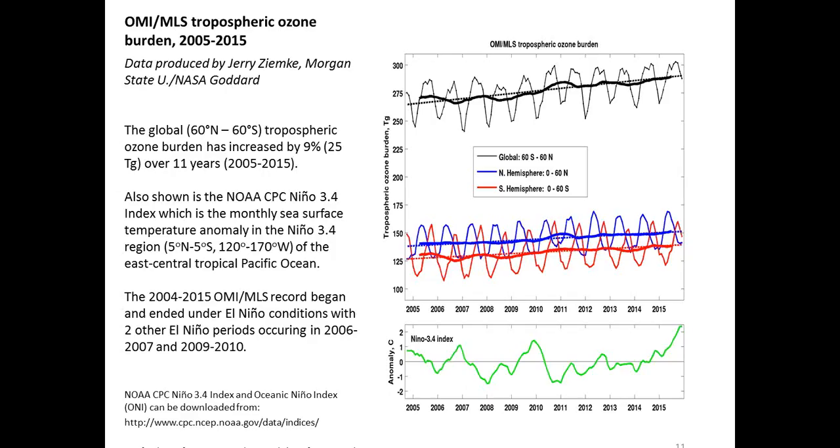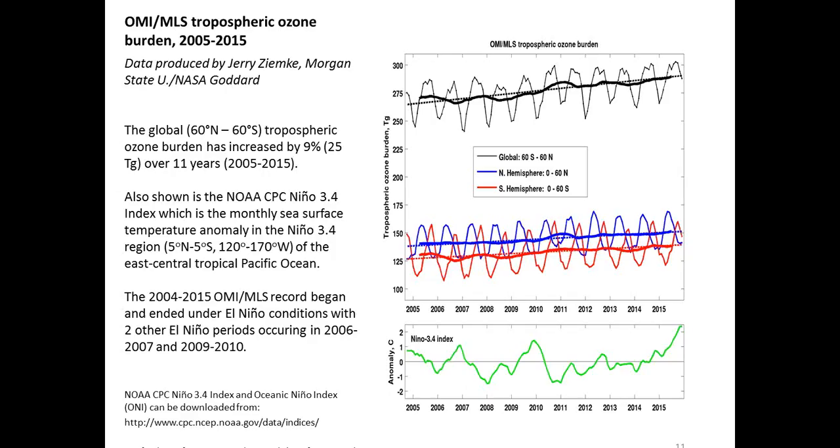And this is a brand new result. My colleagues here in the room haven't even seen this yet. And I'm really excited about this. My good colleague at NASA Goddard, Jerry Ziemke, has been working very hard for 12 years now processing ozone measurements from the Aura satellite using both OMI and MLS instruments. And if you take the difference between the two, you get a tropospheric column.